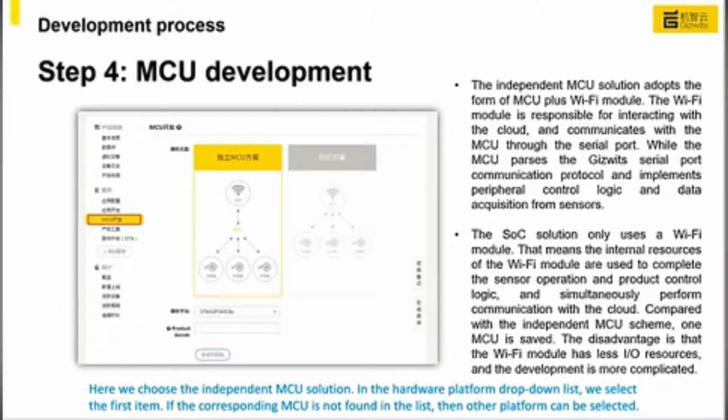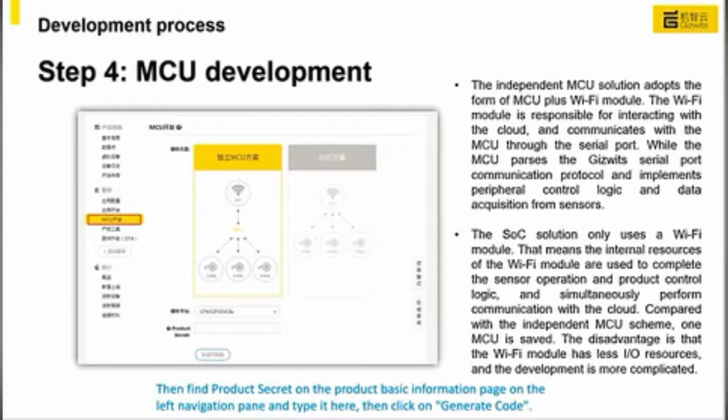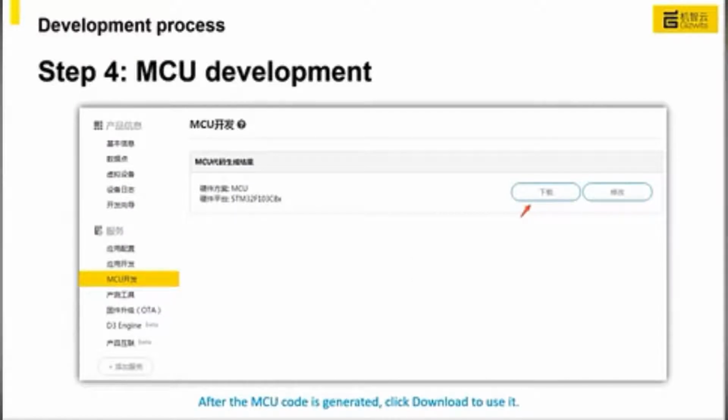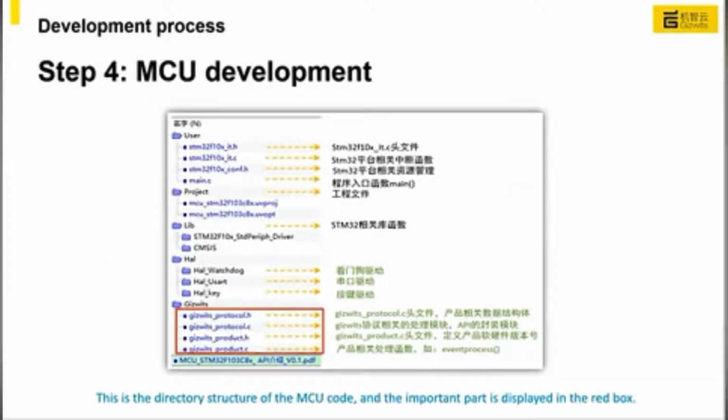Here, we choose the independent MCU solution. In the hardware platform drop-down list, we select the first item. If the corresponding MCU is not found in the list, then another platform can be selected. Then find Product Secret on the Product Basic Information page on the left navigation pane and type it here, then click on Generate Code. After the MCU code is generated, click Download to use it.